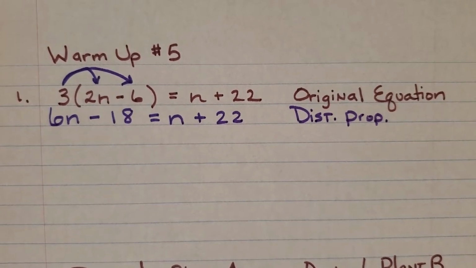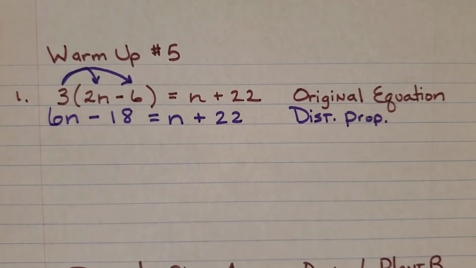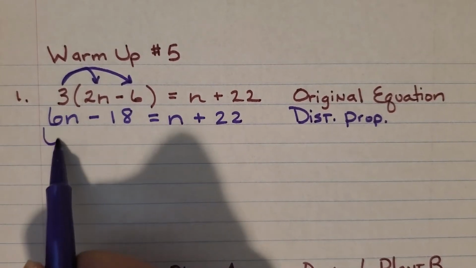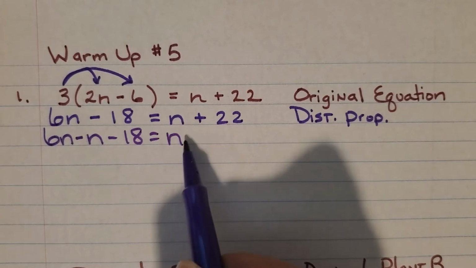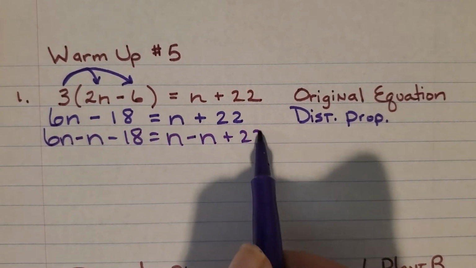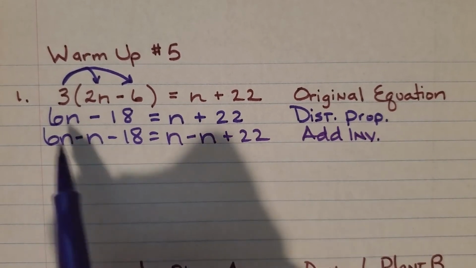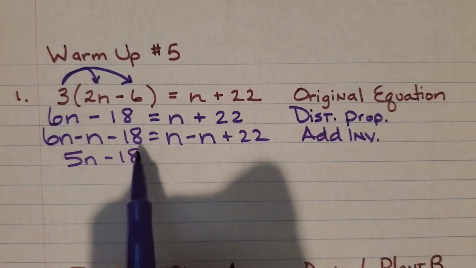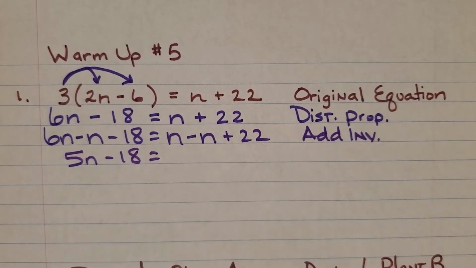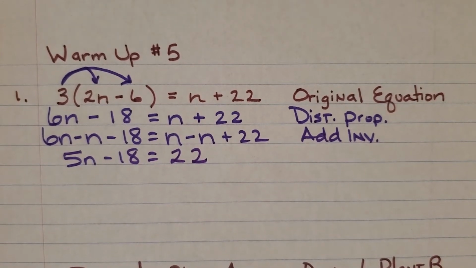And then what I'm going to do is I want to eliminate that n. I don't want him over there. So I'm going to use the additive inverse property. And I'm going to simplify. 6n minus n gives me 5n. And we did our job. N minus n, they go away and we're left with the constant 22.